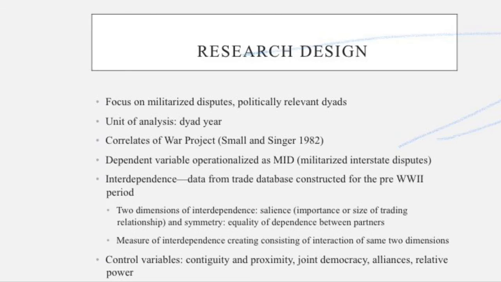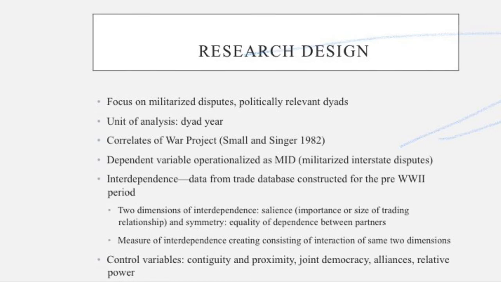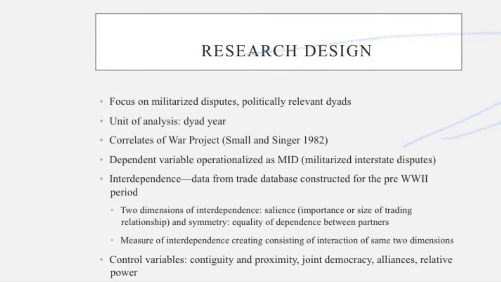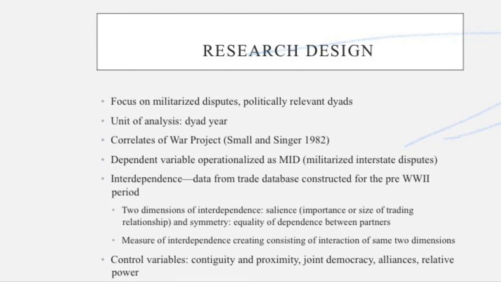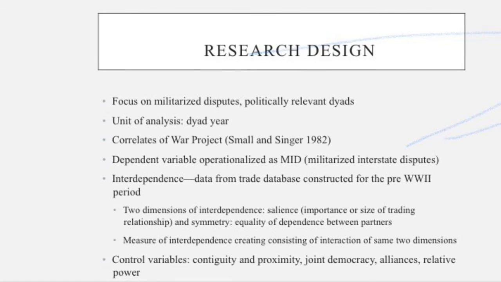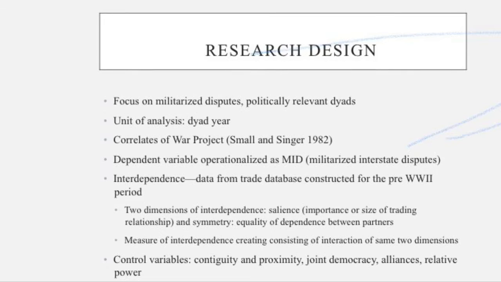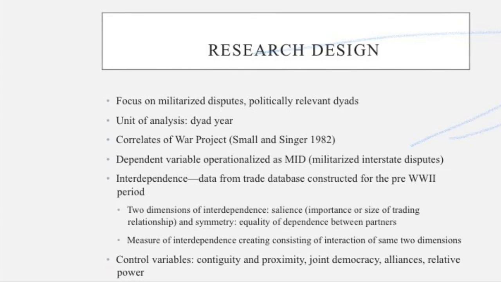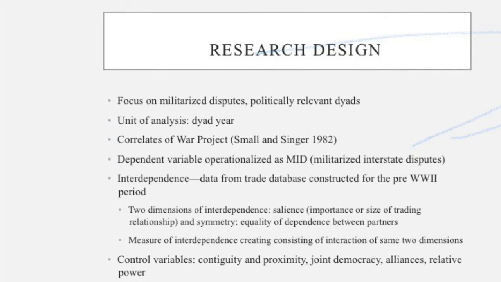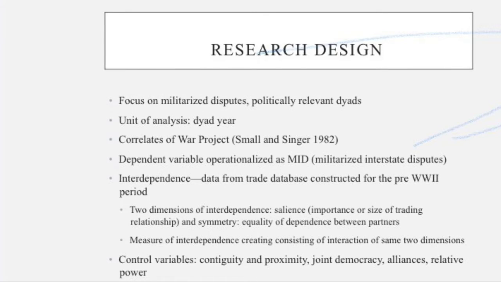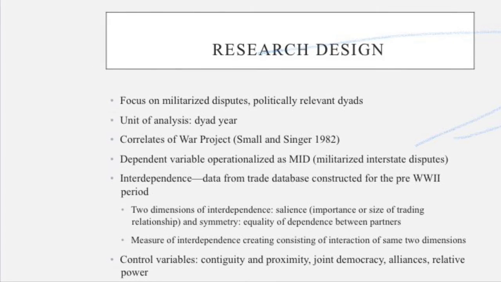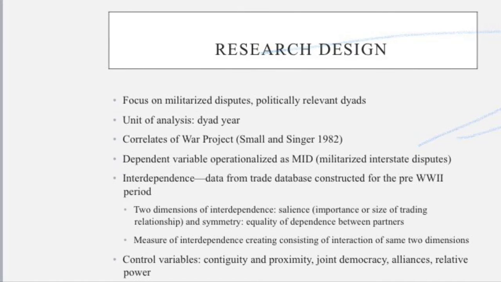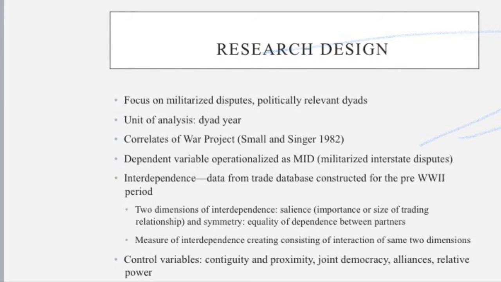So she also uses control variables that might have an impact. Contiguity, meaning are they close to one another, or do they share borders, more specifically proximity, are they regionally close to one another? Do they both have democratic governments? Are they allies? And what are their military powers like compared to one another? She applies four logistic regression analyses using the independent variables salience, symmetry, interdependence, and the additive effects of salience and symmetry as its own combined variable, and she interprets the coefficients.